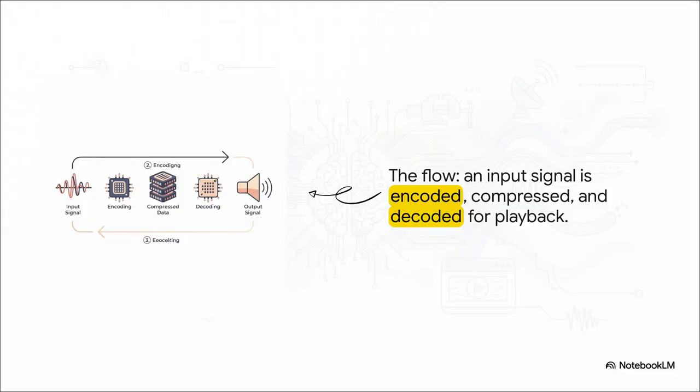And this diagram right here, it just nails it. It perfectly captures that whole flow we've been talking about, from start to finish. You have an input signal, it gets encoded and compressed, and then it gets decoded for you to watch or listen to. Looks simple, right? But now you have a real appreciation for the incredible amount of technology that makes that simple little arrow happen.